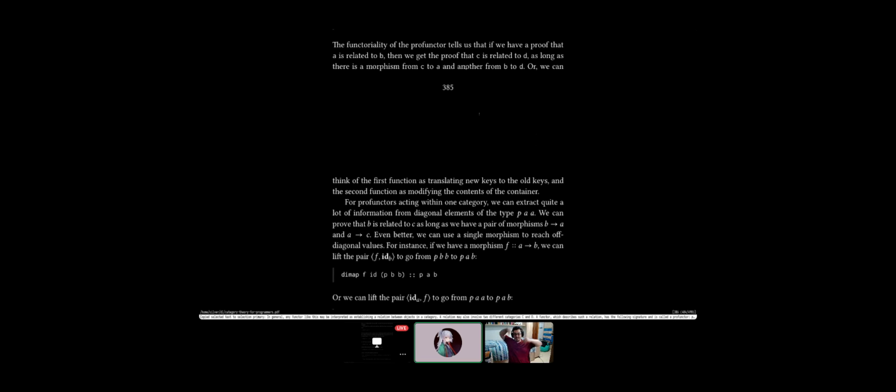The functoriality of the first functor tells us if we have a proof that A is related to B, then we get the proof that C is related to D as long as you have these other proofs as well. Well, not proofs in this case, morphisms, right? Yes. Or you can think of the first function as translating new keys to the old keys, from C to A, and the second function modifying the contents of the container, so this B becomes a D instead.